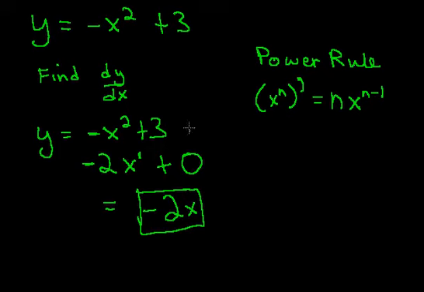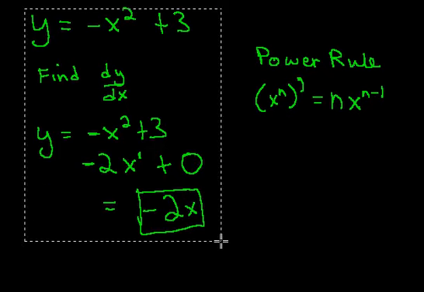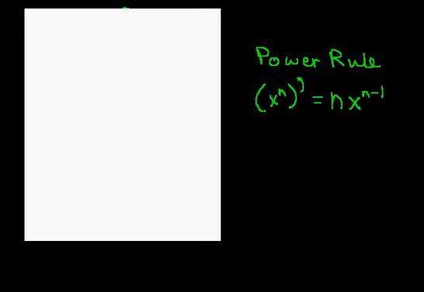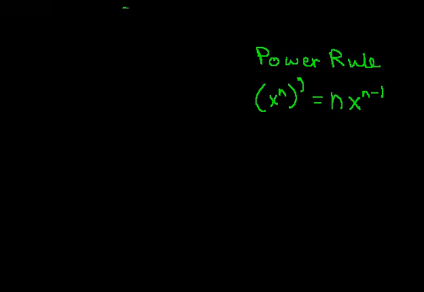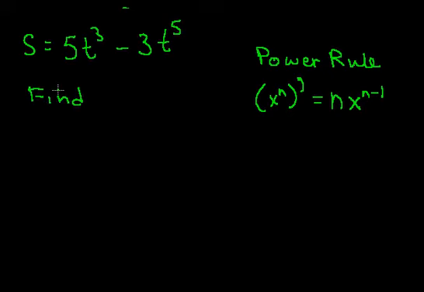So let's do another one that's a little more complicated than this, but not that much more complicated. So let me erase this and do that. And so let's say they said s equals 5t cubed minus 3t to the fifth. And then they said find s prime.